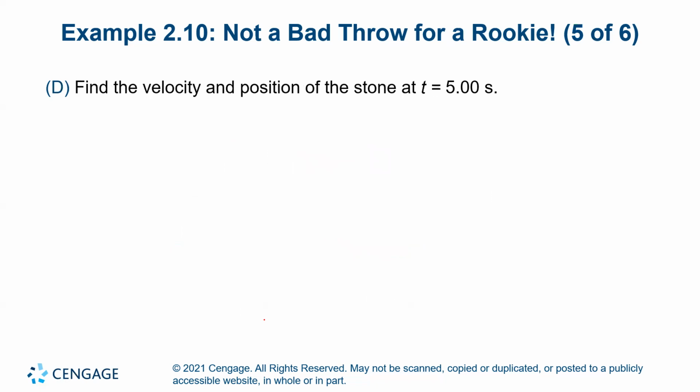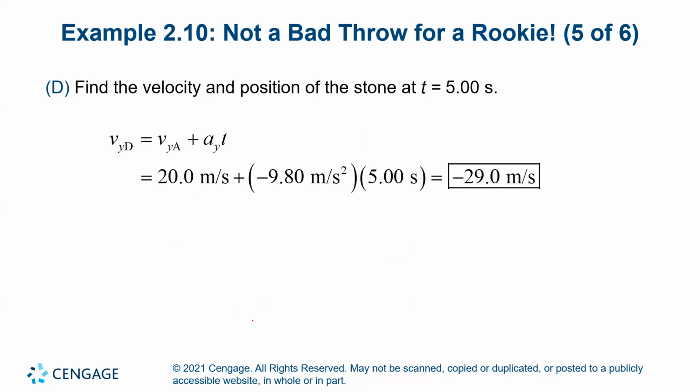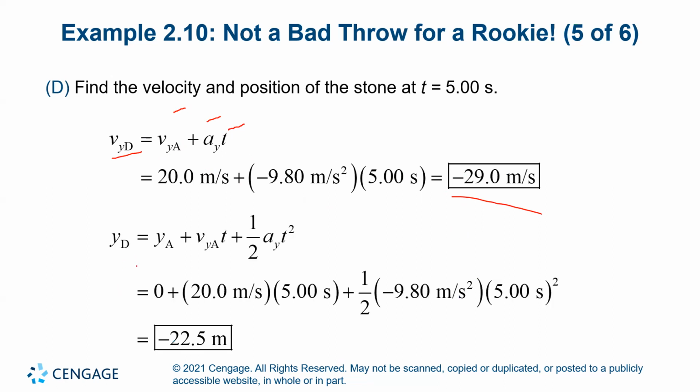Find the velocity and position of the stone at t equals 5 seconds. Okay, we can use our formulas, and this one will give you the velocity at 5 seconds. We just substitute 5 for t, and the initial velocity and acceleration will give us negative 29. So at 5 seconds, the ball is already moving downwards. And for the position, you can use this formula. Negative 22.5. The negative position indicates that the ball is below the starting point.